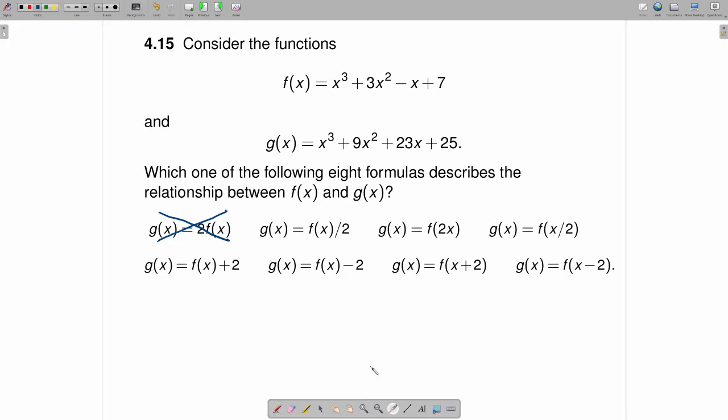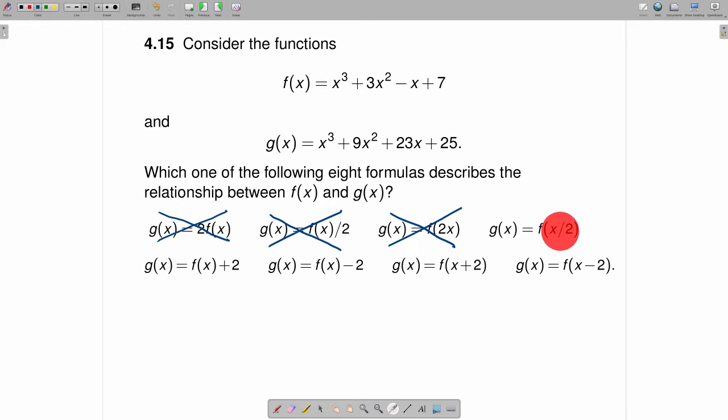By the same thinking, this second relationship here, if g of x was f of x divided by 2, then if there were a coefficient of 1 here, there'd be a coefficient of a half there, coefficient of 3 here, coefficient of 3/2 there. So that one is not the case, and you can move on to the next one. The next one asks if g of x is equal to f of 2x. Well, picture yourself plugging 2x into this function right here. Everywhere you see an x, you put in a 2x. Now what you'd have is 8x cubed, but you don't have 8x cubed. So this one is eliminated.